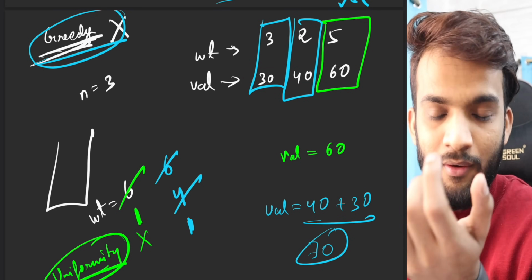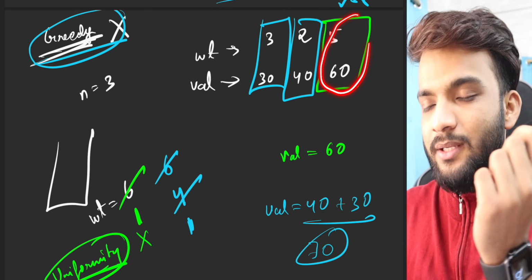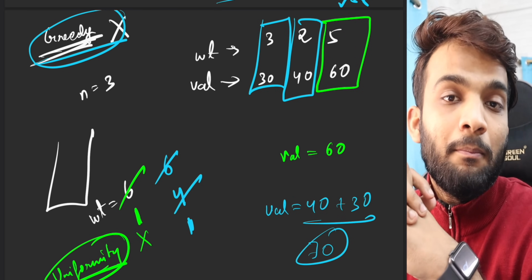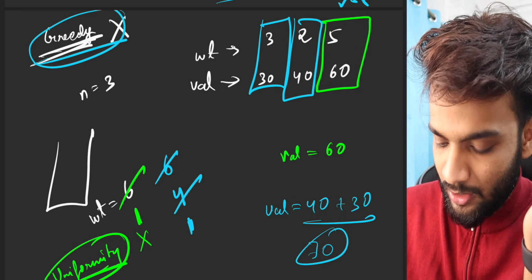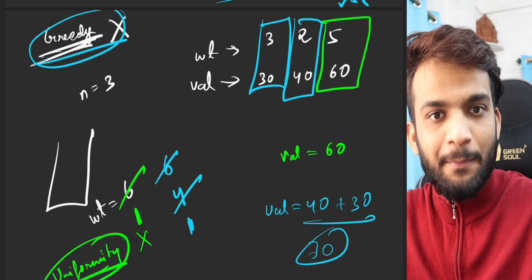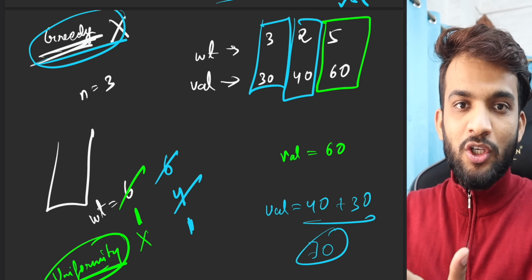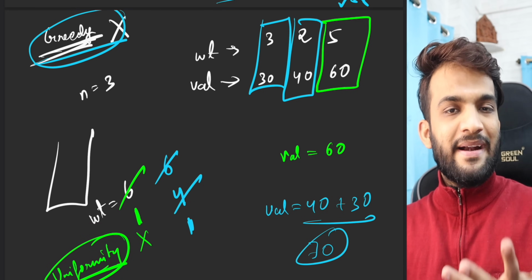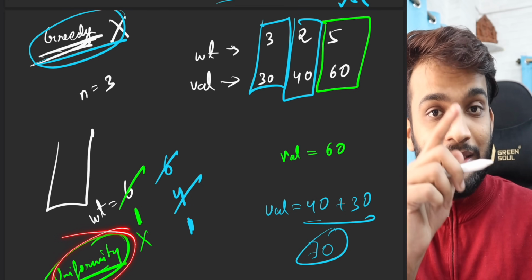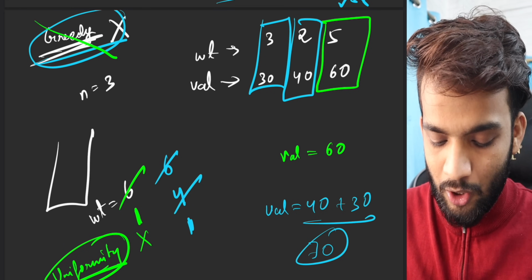You're not sure that if you pick the valuable items, the other elements might, as you see over here, if I pick these two, they ended up summing up to more. So uniformity is not there. You don't know, in the future you might get someone who adds up to give better. So as long as uniformity is not there, you definitely cannot apply greedy.